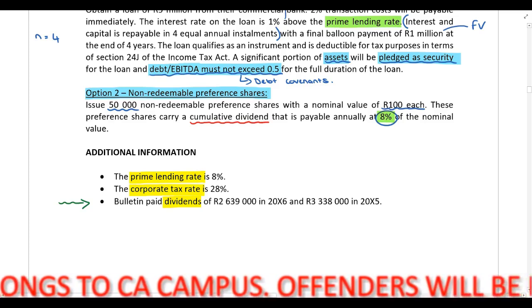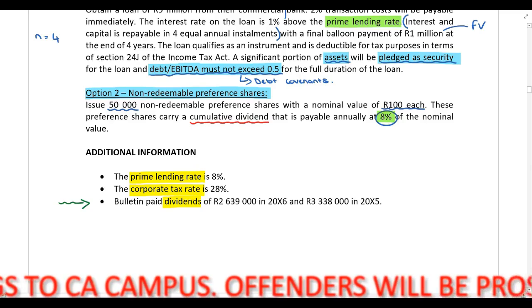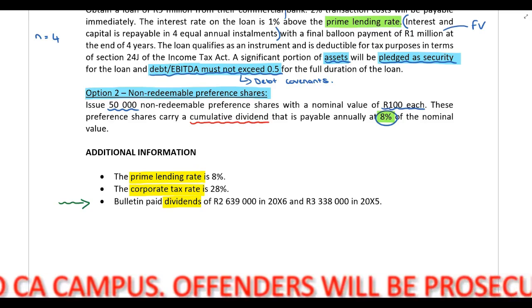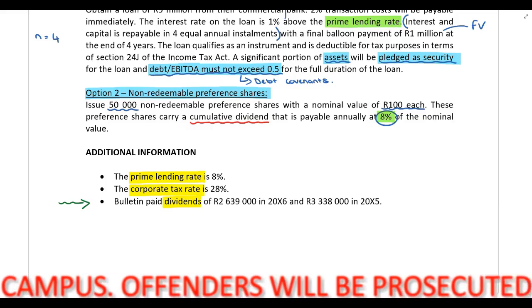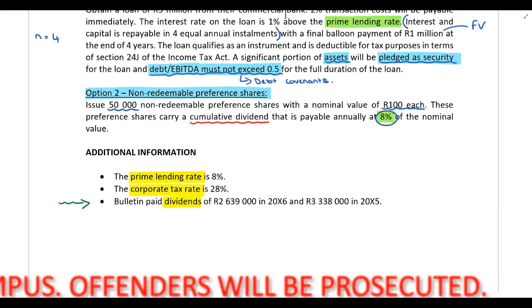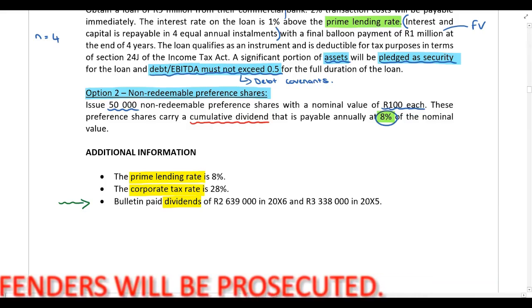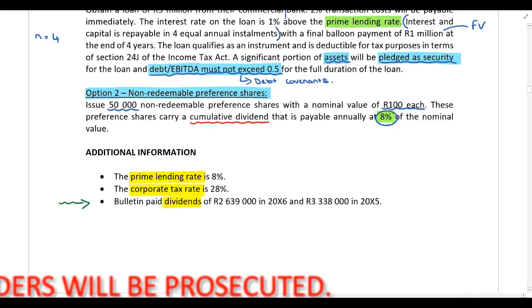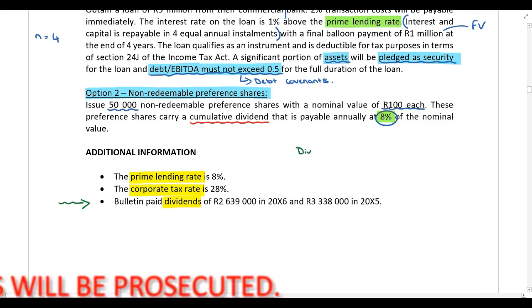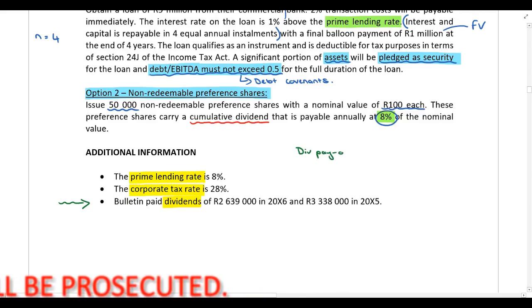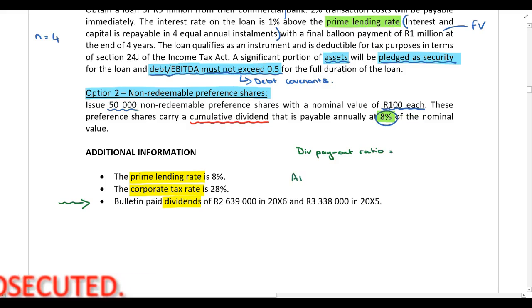And we also have the extract from the statement of profit or loss and other comprehensive income, which gives us the profit for the year. So if we have profit for the year and we also have the dividends for both of the years, you can either calculate the dividend payout ratio or the dividend cover. So as an alternative, don't perform both calculations. Either calculate the dividend payout ratio or calculate the dividend cover.